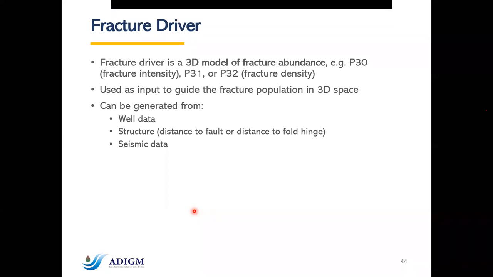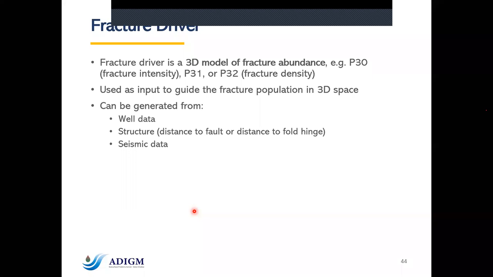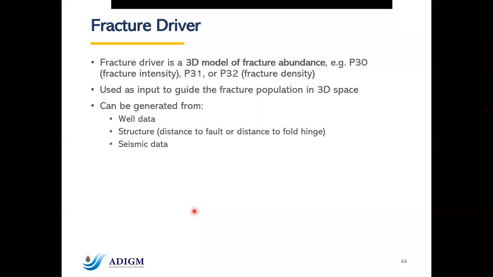If you ever heard about the halo model, it's a geological concept that the fractures develop along or nearby the faults. There are weak zones nearby the faults that may fracture. Or you can also use, if you have anticline structures, the distance to the fold hinge. At the maximum curvature of the anticline or the hinge, that's where the fracturing mostly occurs. And lastly, the best one is using the seismic data.